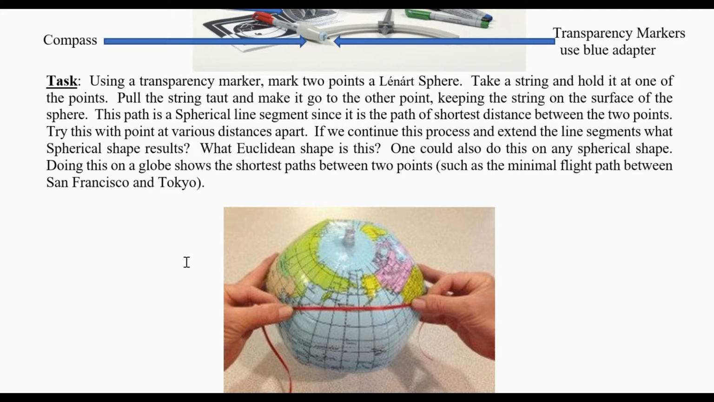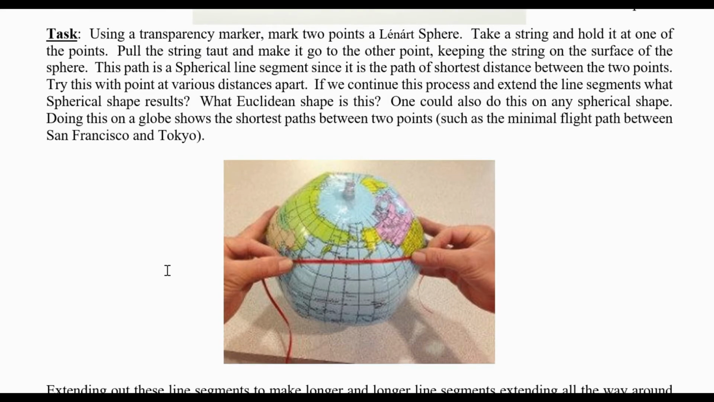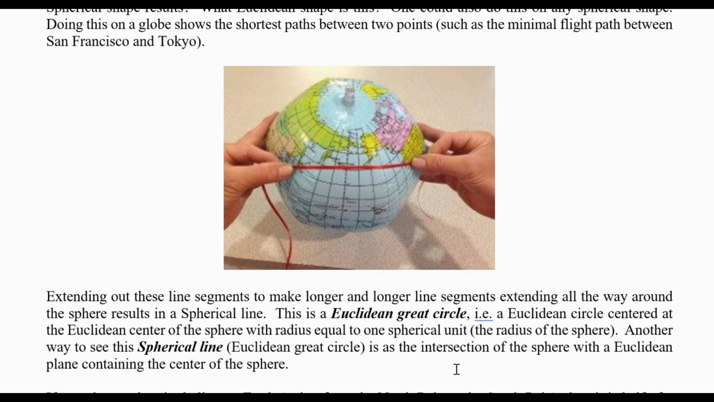Okay, so now hopefully you have gone and actually experimented with this yourself, and you've come to some conclusions. What you should have found is that extending out these line segments to make longer and longer line segments, extending all the way around the sphere, results in what would be a spherical line. But what it is in Euclidean geometry is what we call a Euclidean great circle. That is a Euclidean circle centered at the center of the sphere as a Euclidean object, right? With a radius equal to one spherical unit, the radius of the sphere.